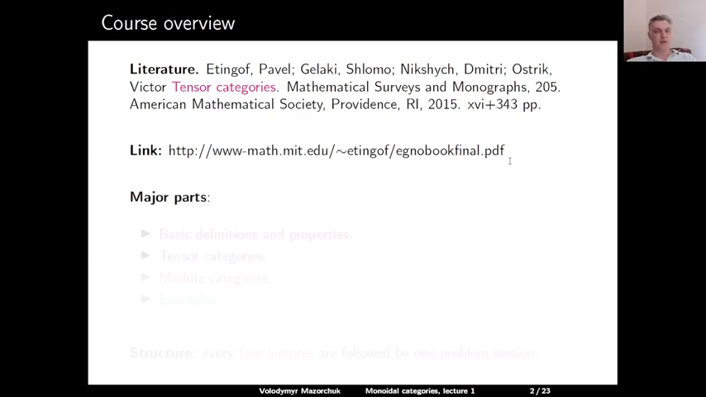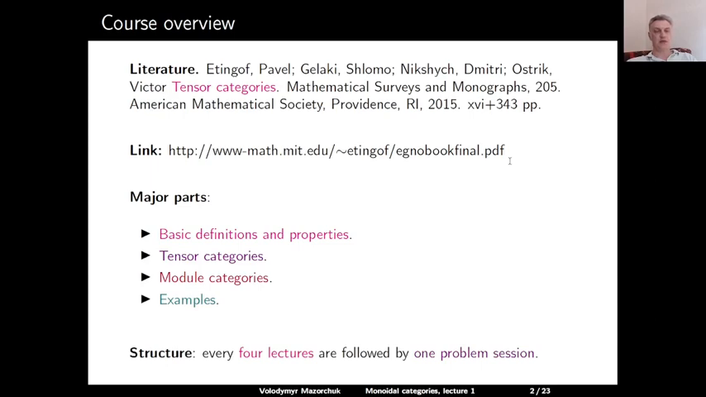The course will be divided into 4 major parts. The first one will consist of basic definitions and properties. The second one will mostly focus on tensor categories. The third one will be about module categories. And the last part will be devoted to examples. Each of these parts will consist of 4 lectures that will be followed by 1 problem session.